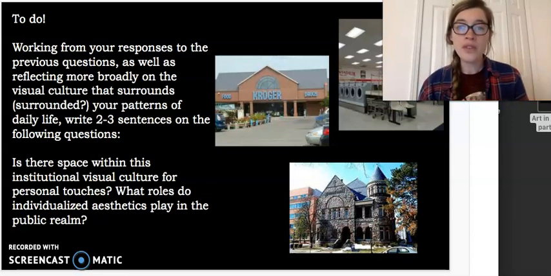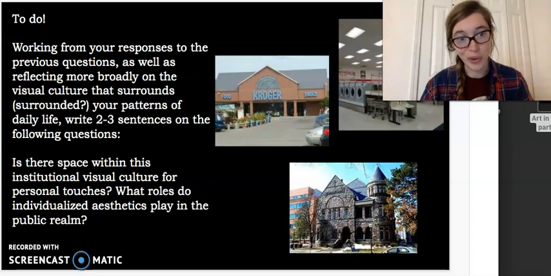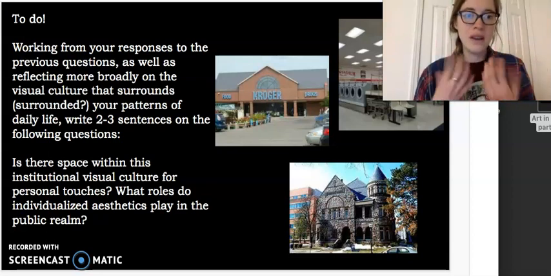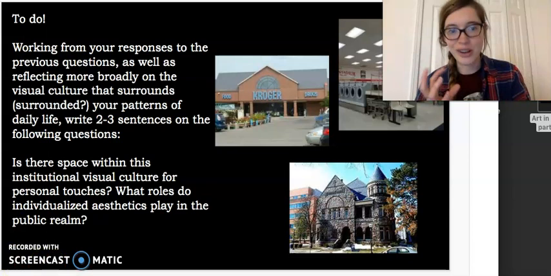And then what roles do individualized aesthetics, those moments in which the institutional framework is not shaping the visual, how do those play into the public realm? So what kinds of moments of art do we see in our daily patterns that have a grassroots source to them rather than being institutionally created?